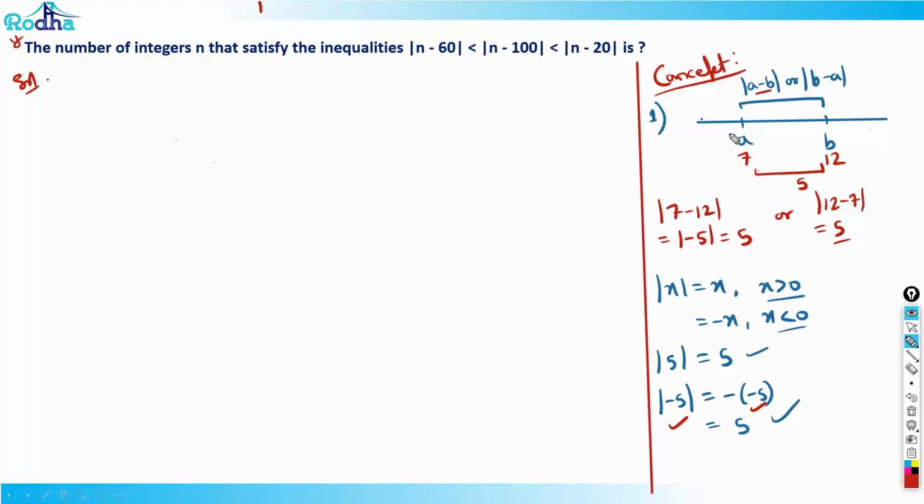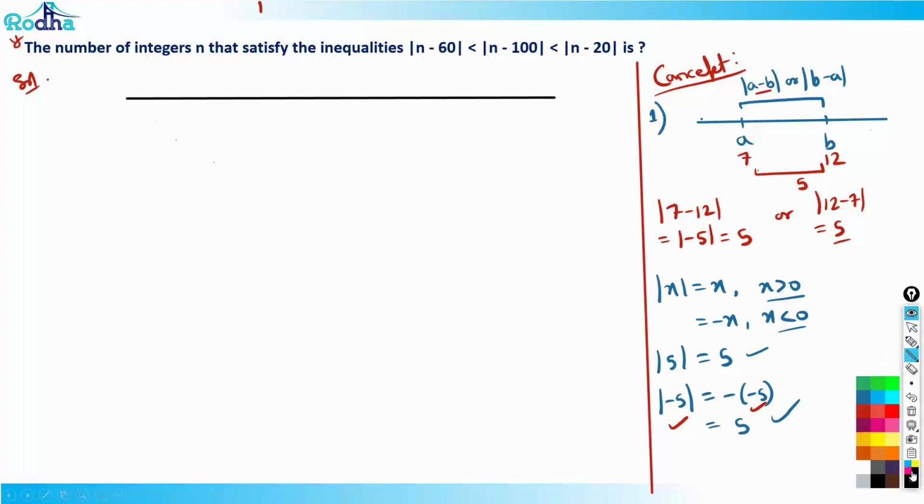Now just try to analyze this question in these terms. Draw this number line. Look at the first scenario. Here we take 2 mods at a time, let's say I take this one: mod of n minus 60 is less than mod of n minus 100. Let's draw the 2 points where each mod will be 0. Mod of n minus 60 will be 0 at 60, so let's make one point 60 and the other point 100.